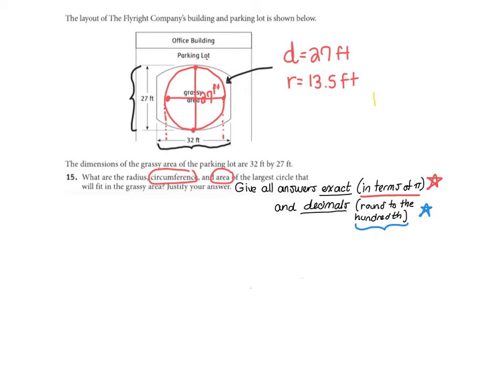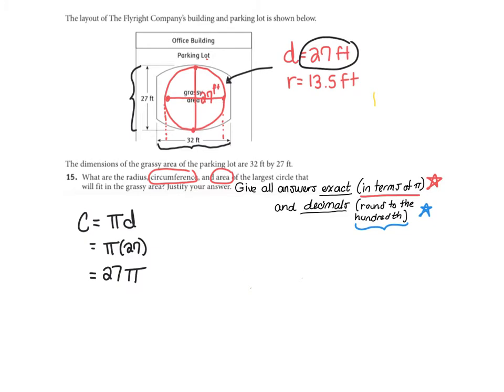So going back to our formulas, circumference is pi times diameter, and we're given a diameter of 27 feet, so we're going to do pi times 27. Now, when you're giving an exact answer, you're going to leave the pi in the answer. But just like a variable, you should always have the number before the variable. So in this case, we're going to switch it around and put the 27 before the pi.